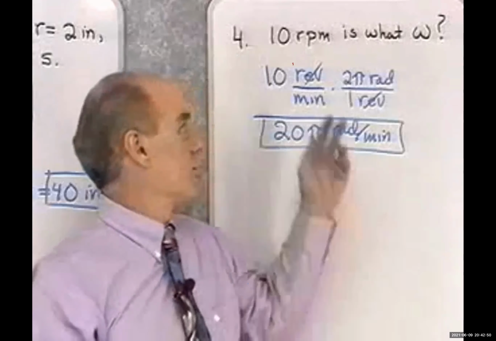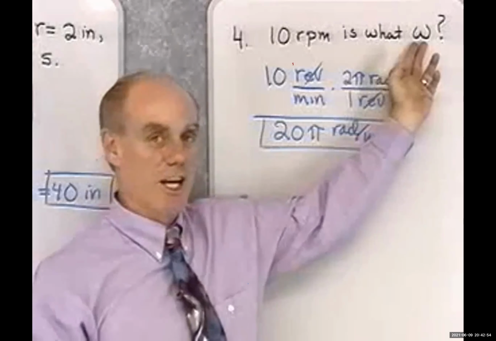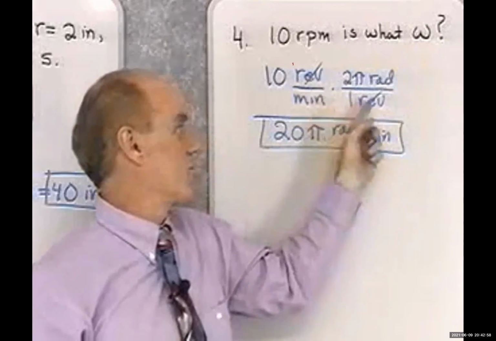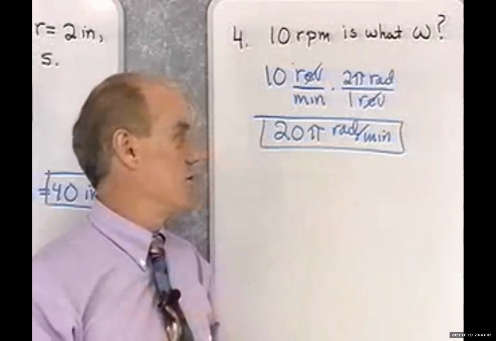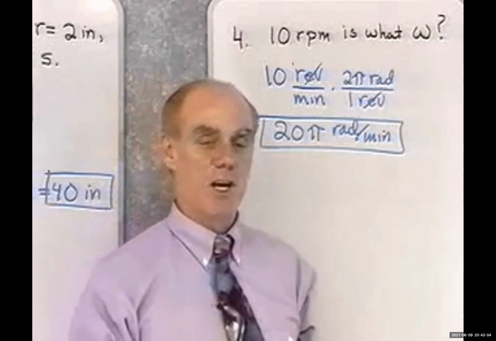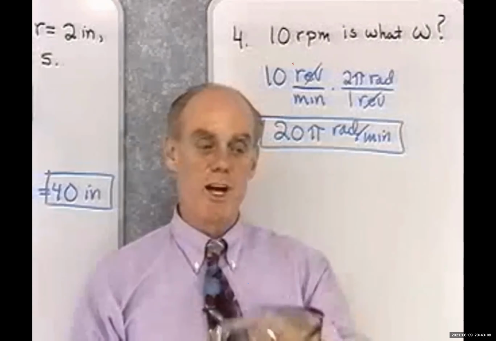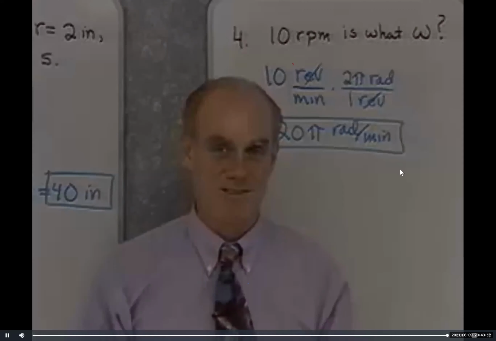So 20 pi radians per minute is the same as 10 revolutions per minute, and that will always be the case. So I can change from RPMs to angular velocity anytime I want by multiplying by 2 pi radians per revolution. The revolutions will divide out here, and I'll be left with radians per minute, which is the units for angular velocity. So that's a quick look at linear velocity and angular velocity when we have uniform circular motion, and the relationship between those two velocities.